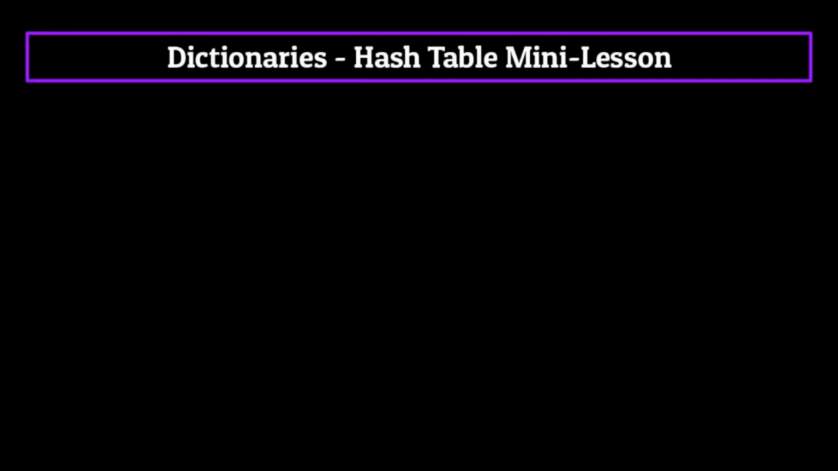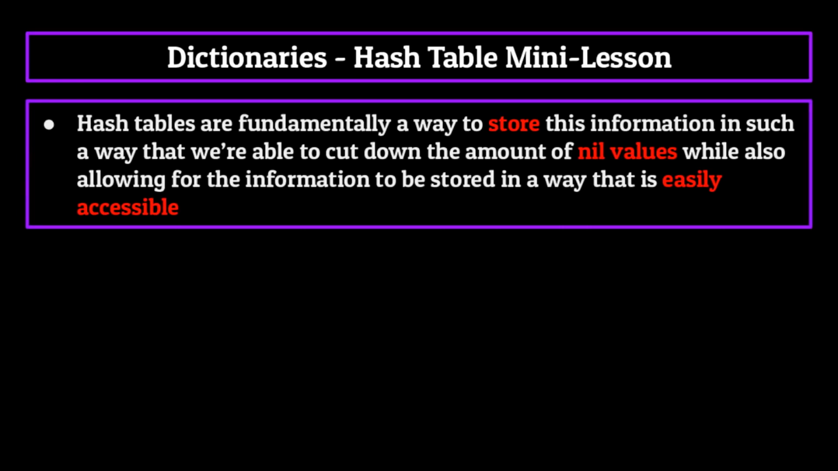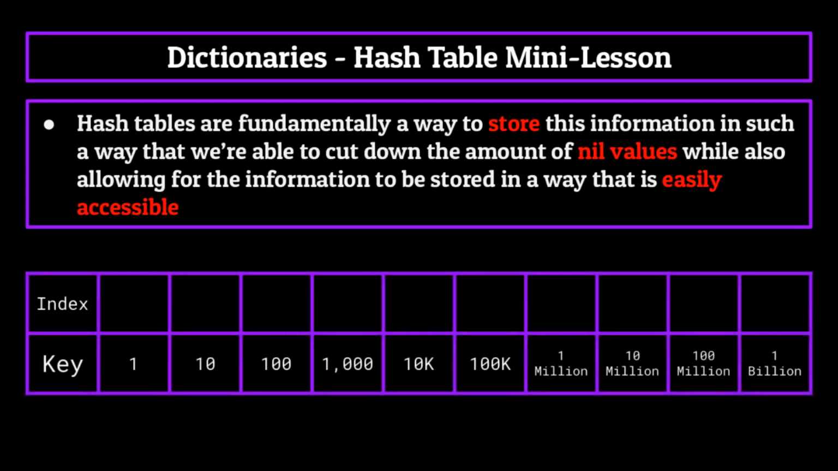Well, this is where our hash tables come in. Hash tables are fundamentally a way to store this information in such a way that we're able to cut down the amount of nil values while also allowing for the information to be stored in such a way that it is easily accessible. Basically, by using a hash table, we'd be able to store these 10 keys in our dictionary, which range from 1 to a billion, in a table with only 10 elements, while also being able to keep constant time. How is this possible?